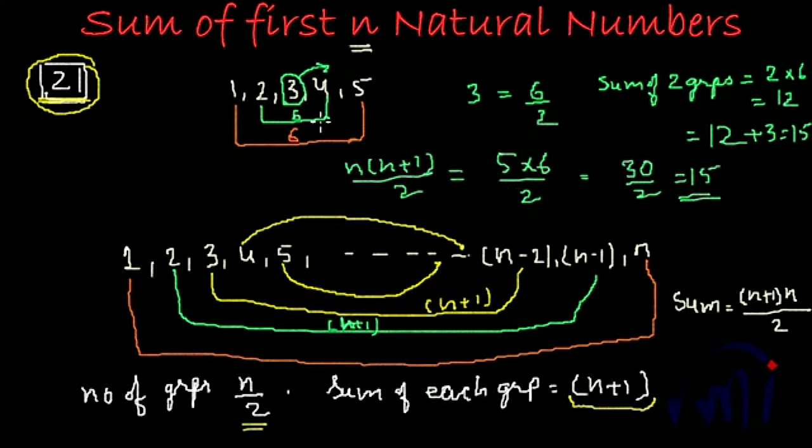So when we have an odd number of terms, then also we are getting the same result, right? The reason behind that is the term which is left behind is exactly the middle term of the series, and the value of that term is exactly half of the sum of each group. So that is why it gets covered in n by 2.